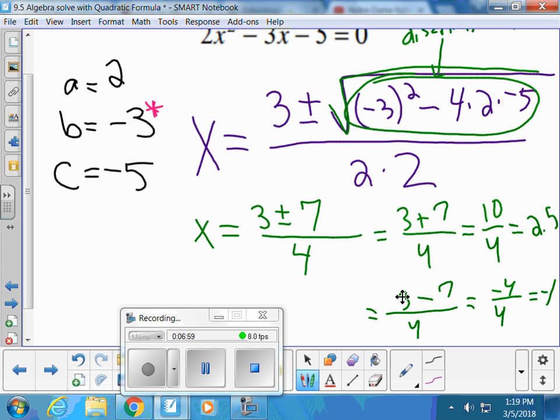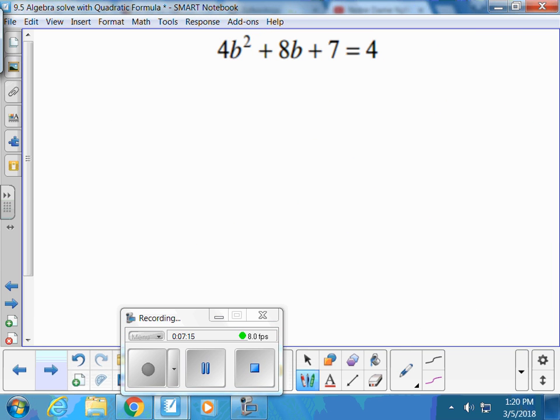So how's that look for our 2 answers? And I looked in the book, and they use the word "and" between them. So my 2 answers are 2.5 and negative 1. All right, so we got our 2 answers, 2.5 and negative 1, and we're going to try another problem.